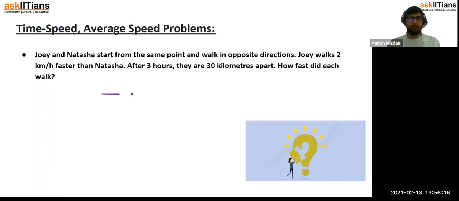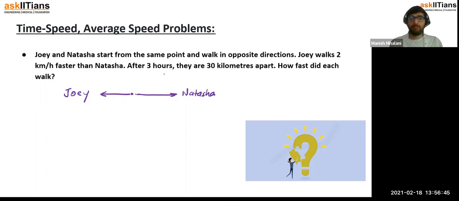Joey walks towards the left and Natasha walks towards the right. Let's say this is Natasha and this is Joey. They walk in opposite directions because it says opposite. That is why we have said left and right. Joey walks 2 kilometers per hour faster than Natasha, which means the speed of Joey is 2 kilometers per hour greater than the speed of Natasha. We'll see what to do with that.